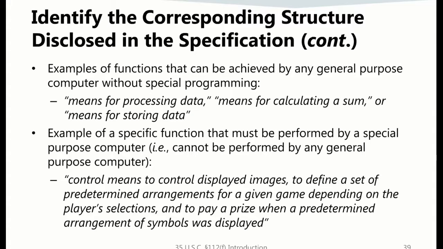An example of a function that can be achieved by a general-purpose computer without special programming might be "means for processing data." An example of a function that must be performed by a special-purpose computer might be "control means to control displayed images, to define a set of predetermined arrangements for a given game depending on the player's selections, and to pay a prize when a predetermined arrangement of symbols was displayed."